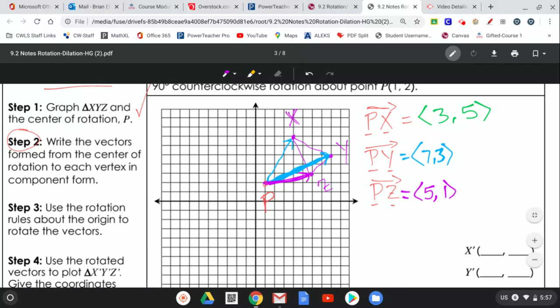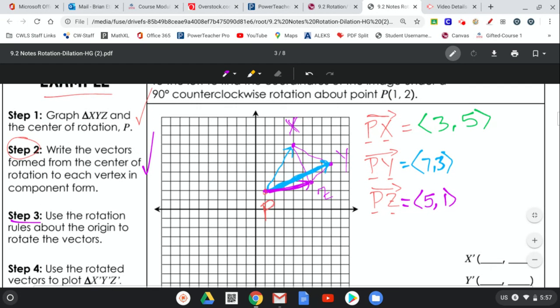Okay, so we finished step 2. We wrote all our vectors in component form. Now we're on to step 3. Use the rotation rules about the origin to rotate the vectors. So this says we're rotating 90 degrees counterclockwise. Okay, 90 degrees counterclockwise. Very important.